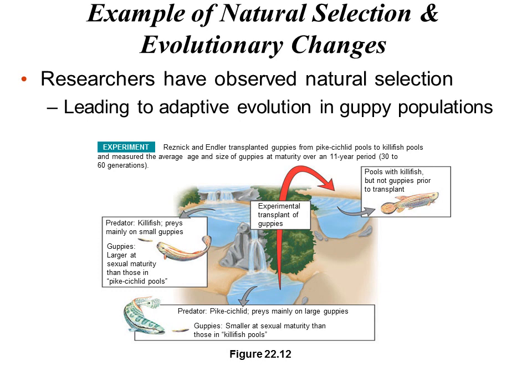So Reznick and Endler transplanted guppies from the pike cichlid pools to the killifish pools and measured the average size of guppies at sexual maturity. So over time, on about an 11-year period, they saw that the guppies that were transplanted into the killifish pool got larger at sexual maturity than those in the pike cichlid pools to prevent from being eaten.